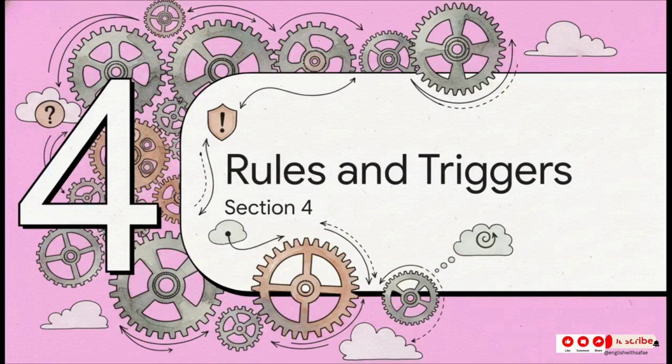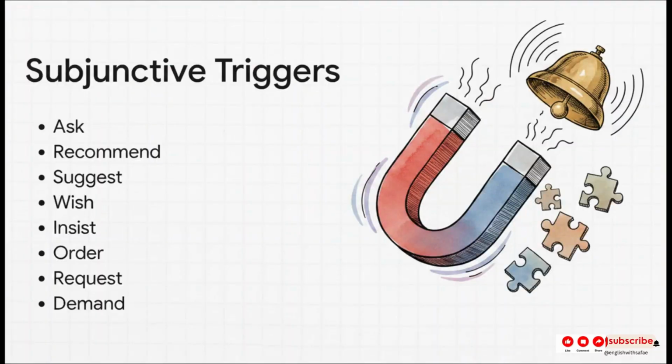So, how do we know exactly when to change the verb? That brings us to Section 4, subjunctive rules and triggers. There are precise mechanics that govern these strange little verb shifts. What's really fascinating here is that certain verbs act almost like grammatical magnets. Whenever you use verbs like ask, recommend, suggest, wish, insist, order, commend, request, or demand, they automatically pull the following clause directly into the subjunctive mood. If you spot one of these triggers in a sentence, an alarm bell should immediately ring in your head, because a verb change is coming.